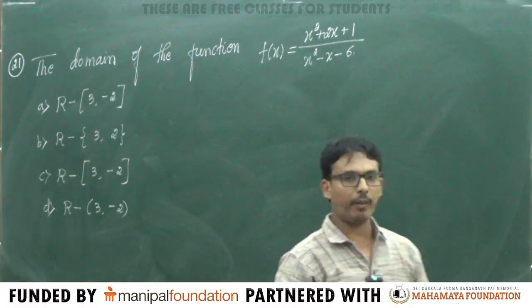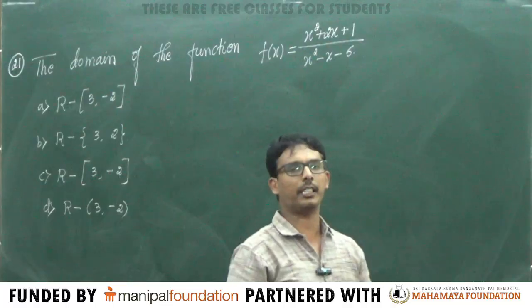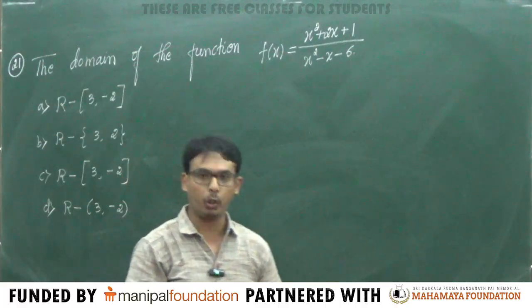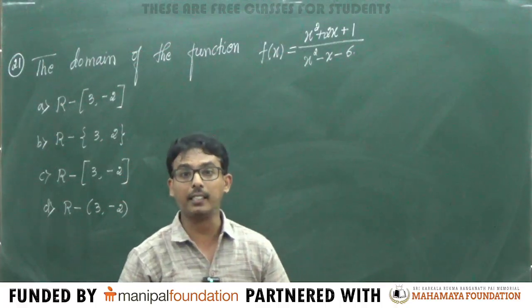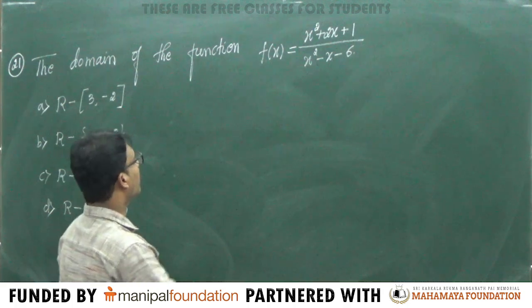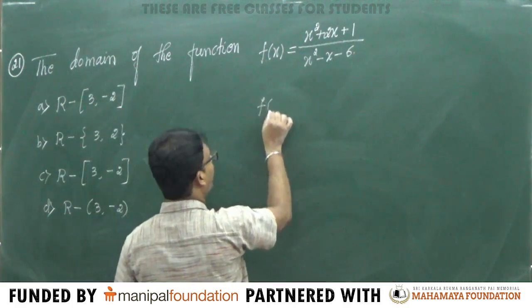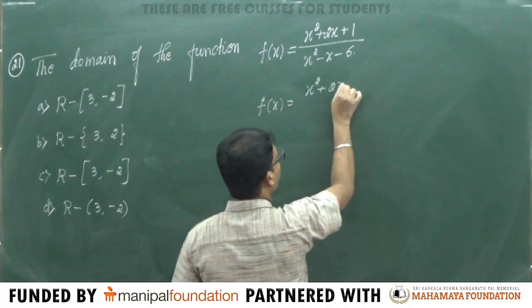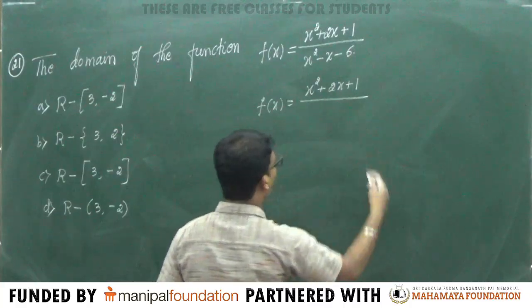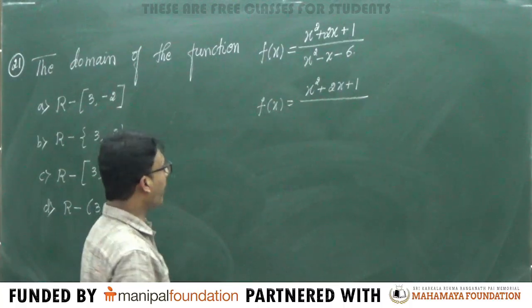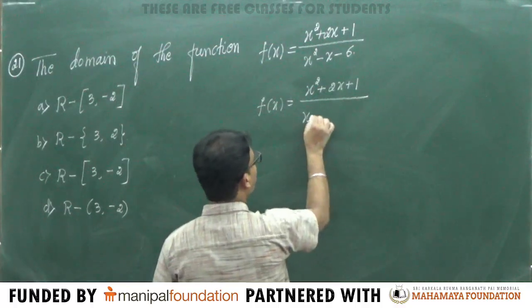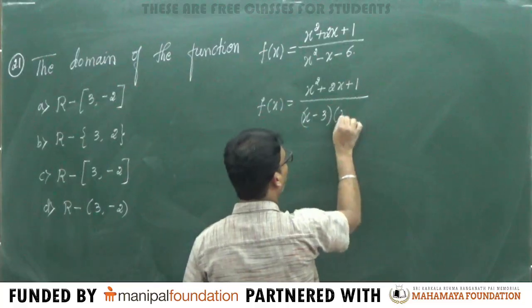So here the given function is a rational function, as we know. Whenever we have a rational function, to find the domain, the denominator is not equal to 0. So just factorize the denominator, we get f of x is equal to x square plus 2x plus 1 whole divided by, if you factorize the denominator, 3 times 2 is 6 and the 3 is negative, x minus 3 into x plus 2.